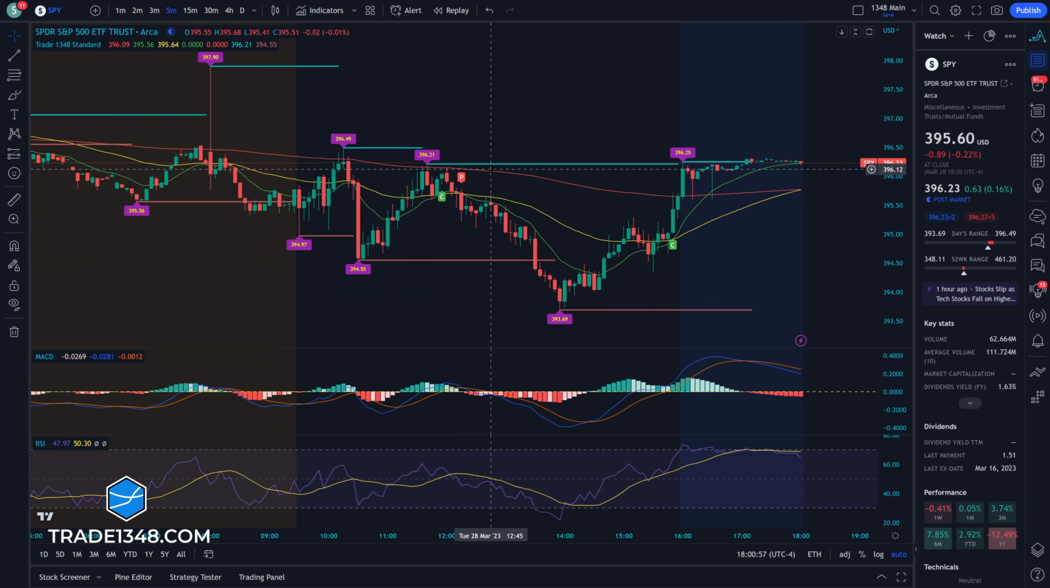The rules are simple. We have the 200 EMA here in red. We have the 48 EMA in yellow. And we have the 13 EMA in green. When the 13 crosses below the 48, you get a put signal or time to go short.